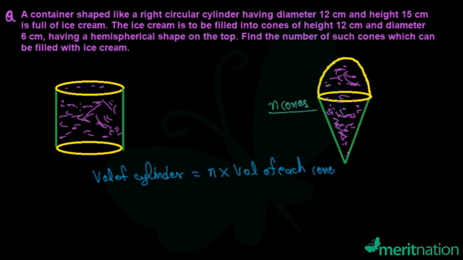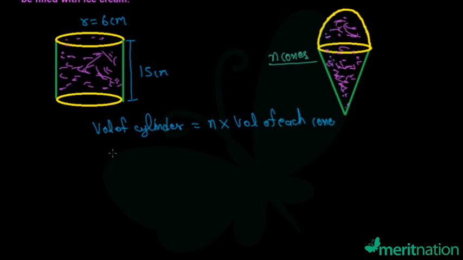Now about the volume, the dimensions are given to us. The diameter of the cylinder is equal to 12 centimeters, so its radius is going to be 6 centimeters. The height of the cylinder is equal to 15 centimeters. So the volume of any cylinder is equal to pi r square h. So it would be equal to pi into 6 square into 15. Now this volume of the cylinder is equal to n times volume of each cone.